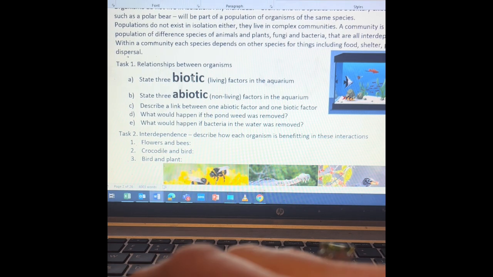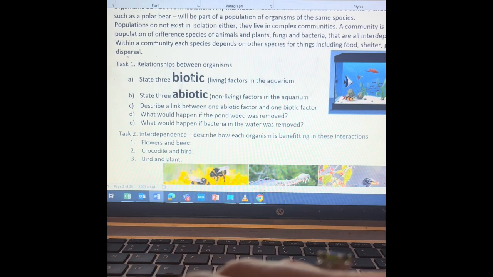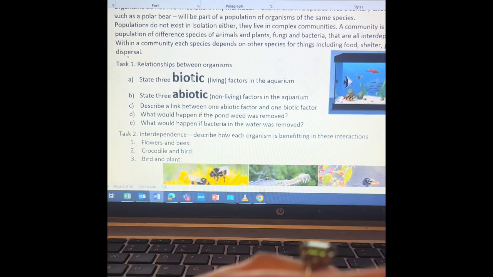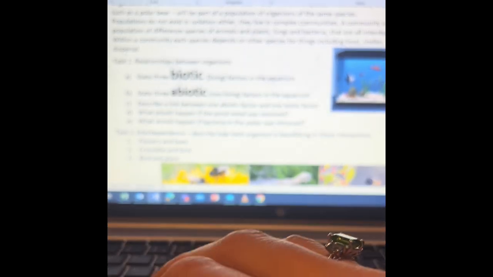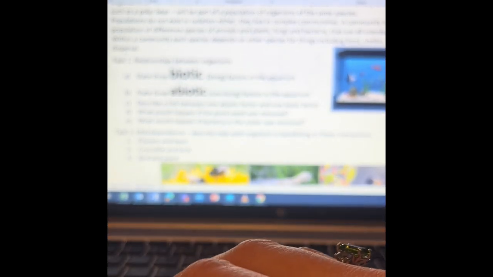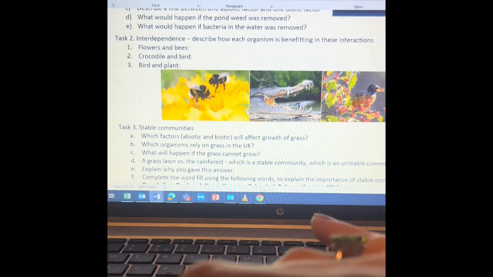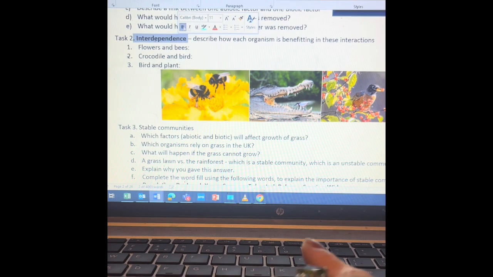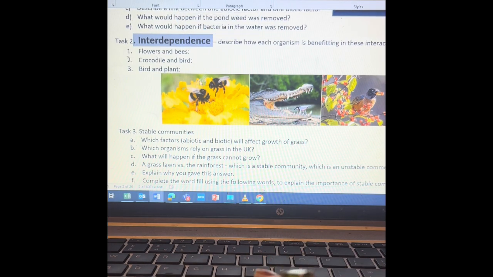Biotic factors, you want to use either the same plant, pondweed, or you could say you want to use the same species, the same age of pondweed, you want there to be the same mass, or you could use the same number of leaves on it. The next word here, interdependence, I already told you guys, that is where organisms rely on one another.